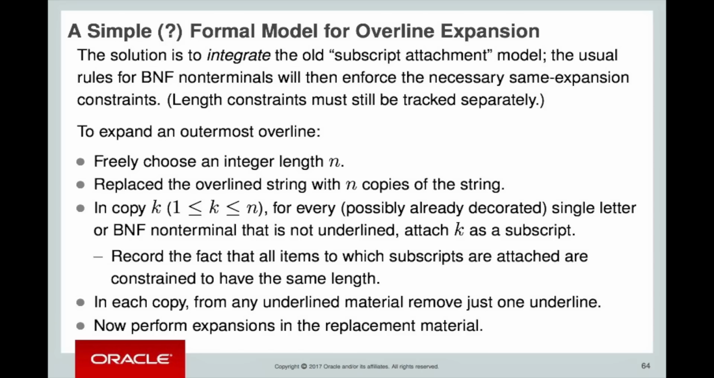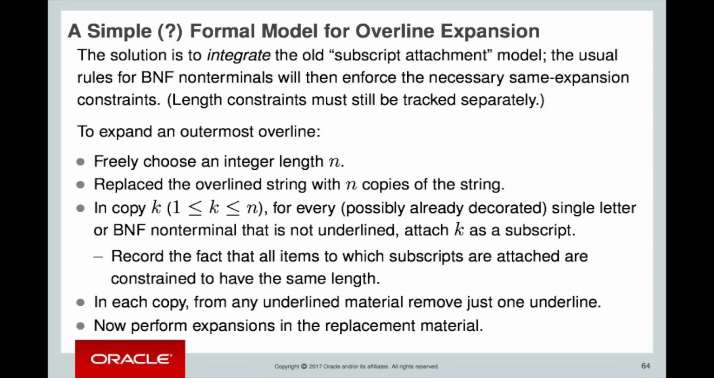And you have to track the length constraint separately. So roughly speaking, to expand an outermost overline, you choose a length for a number of copies you made. You replace the overline string with n copies of the string. In copy k, you have to decide whether to attach a subscript. So I propose the rule that you always attach subscripts to BNF non-terminals and to single letters.